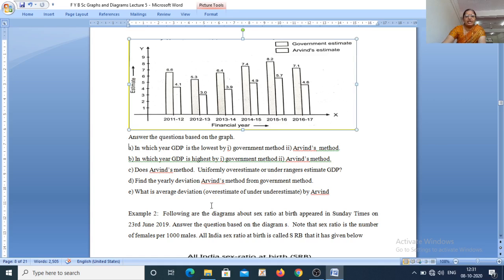Now what is the average deviation? Does Arvind overestimate or underestimate? It is always underestimating the GDP. So you just take the sum of the positive differences for these 6 years and divide by 6. That will be the average deviation. So this is your exercise for this particular problem.